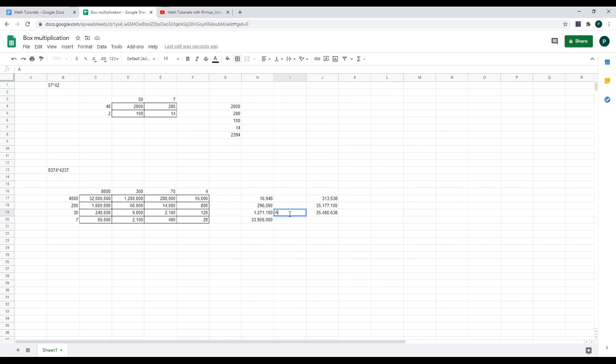So I'm gonna write the answer. Now there's just one thing left to do: check 8,374 times 4,237. And what do you know? I got it exactly right. So that's proof of concept for box multiplication.